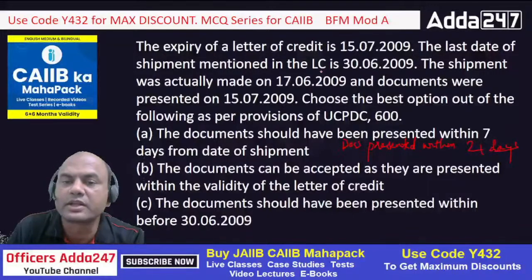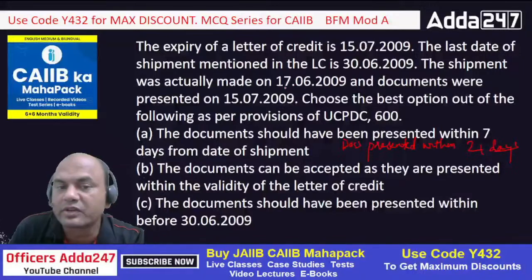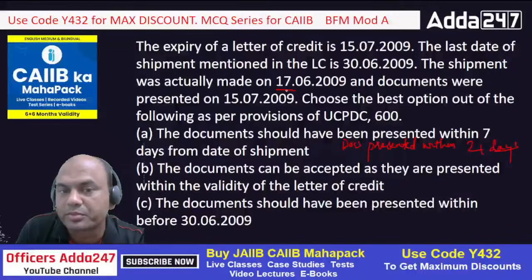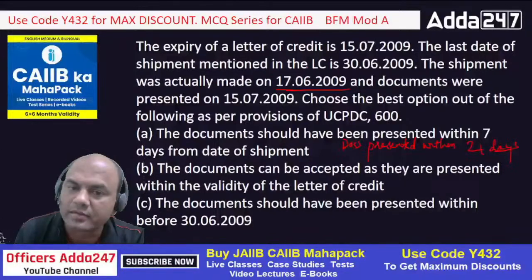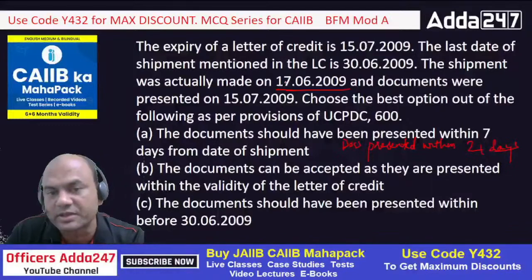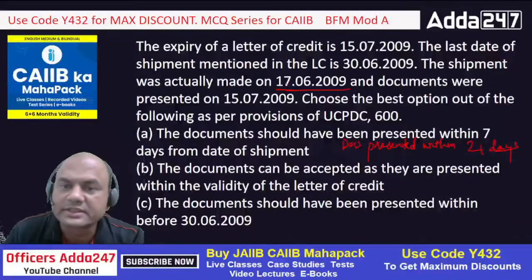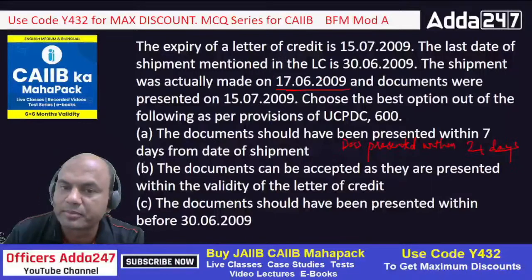So now in this case, what has happened? Expiry is given. Latest date of shipment is given. Actual shipment is given. See here, actually on this date the ship moved out of the port, or the goods were loaded on board. They were actually shipped on 17/6. So 21 days from here: 17/6, 27/6, then 7/7, and 8/7. So before 8/7, within 21 days, the person has to submit the documents.